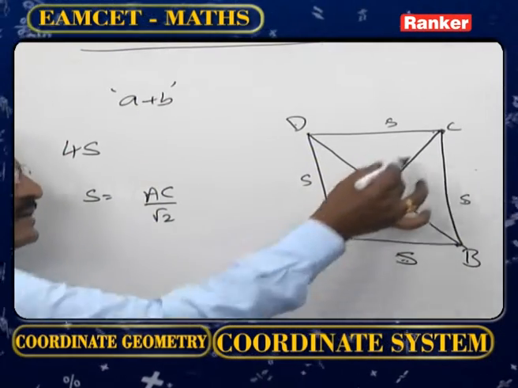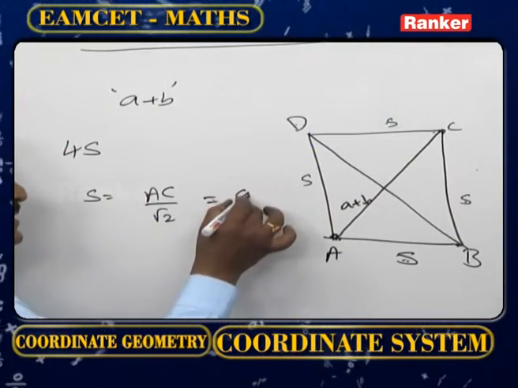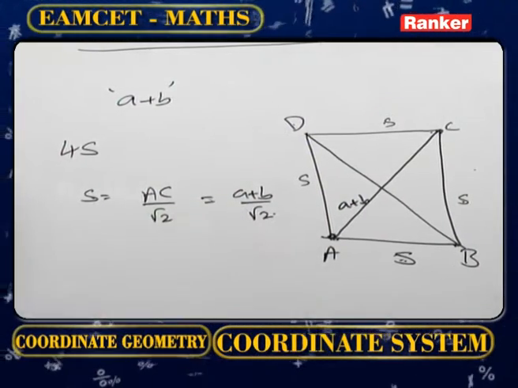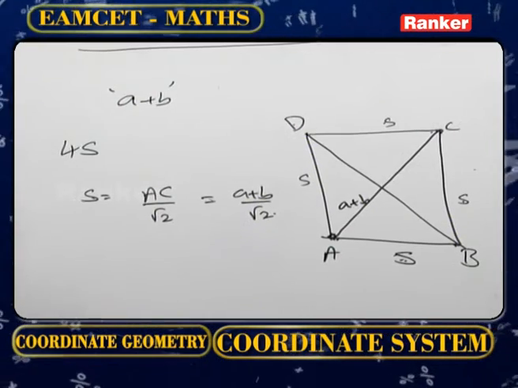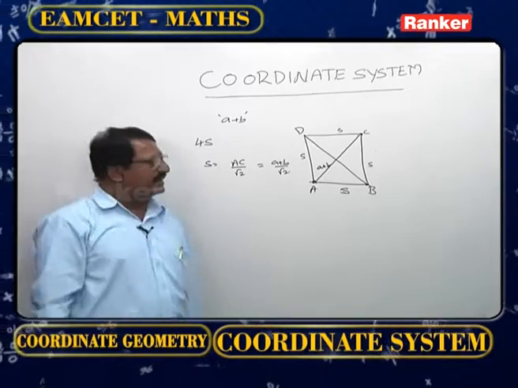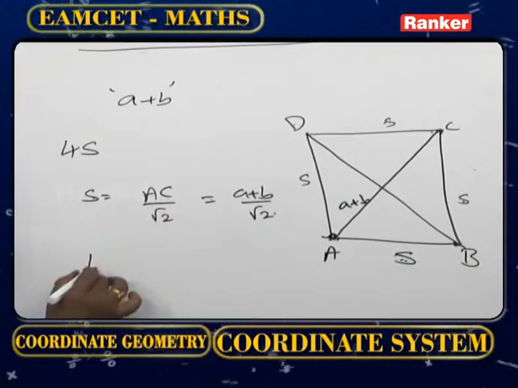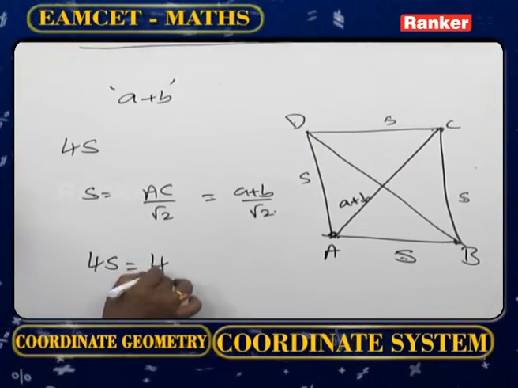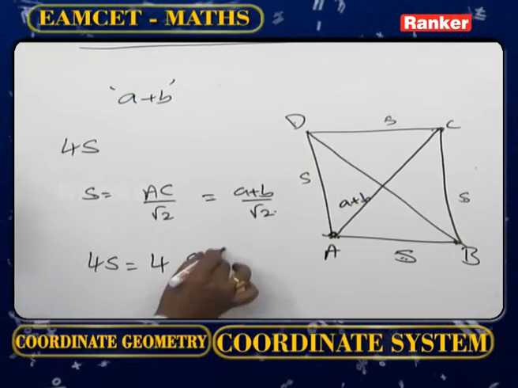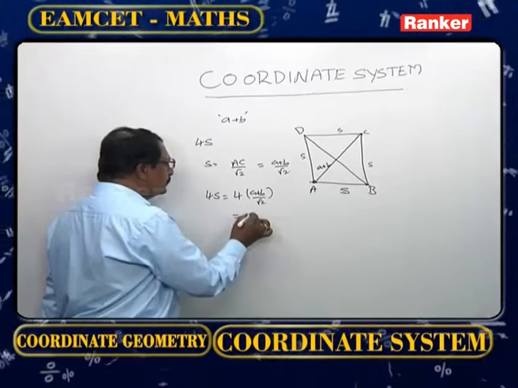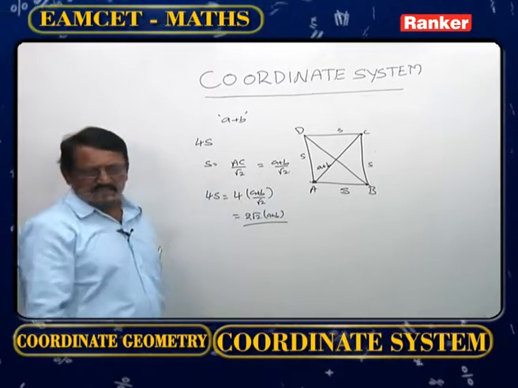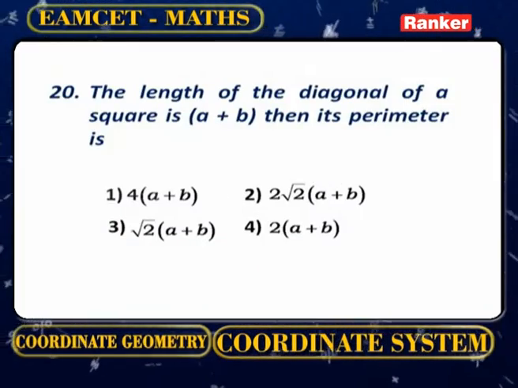But the length of the diagonal AC equals a plus b. So S equals a plus b by root 2. But the required perimeter of the square ABCD equals 4S. Now that equals 4 into, but the value of S is a plus b by root 2, that equals 2 root 2 into a plus b. The answer is the second option.